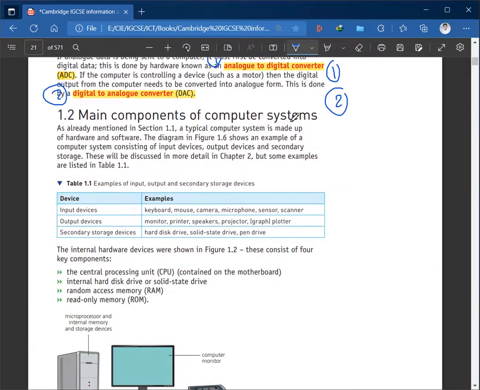Main components of computer systems. What are we doing now? Read it. Main components of.